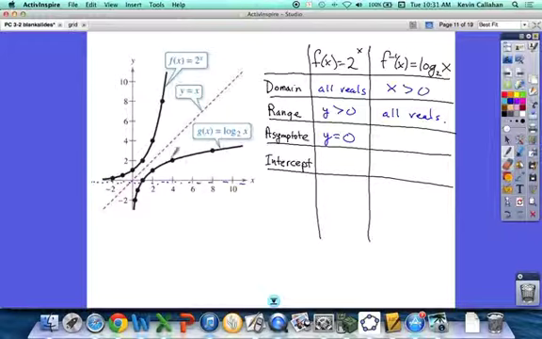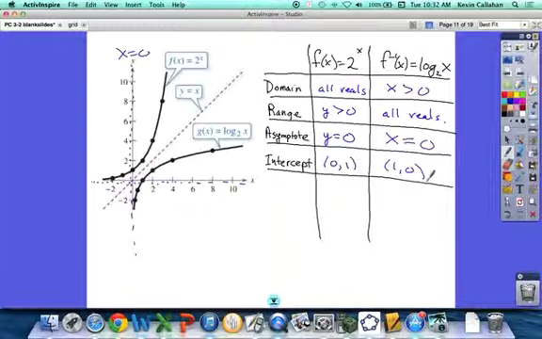So here's the logarithm. Its domain is x greater than 0. And it also has an asymptote there, x equals 0. Remember the exponential had a y-intercept of (0, 1). That means the logarithm has to have an x-intercept of (1, 0). So this is (0, 1), and this is (1, 0).